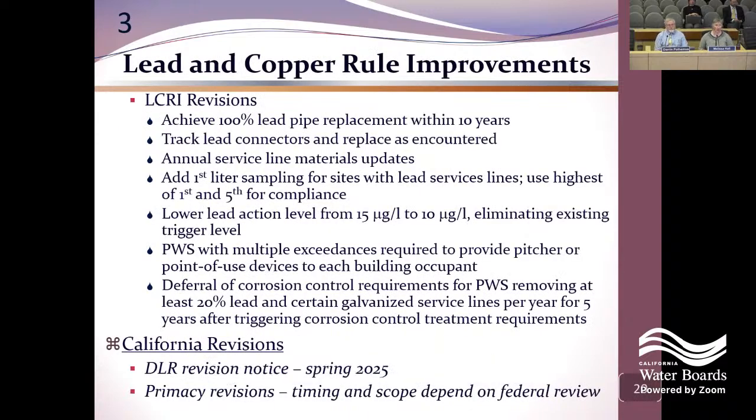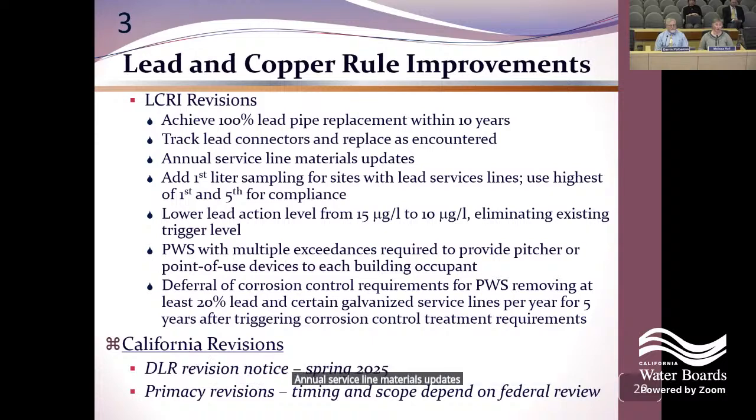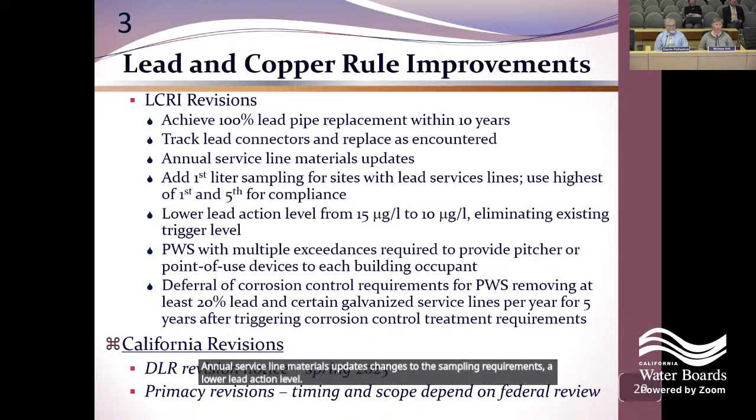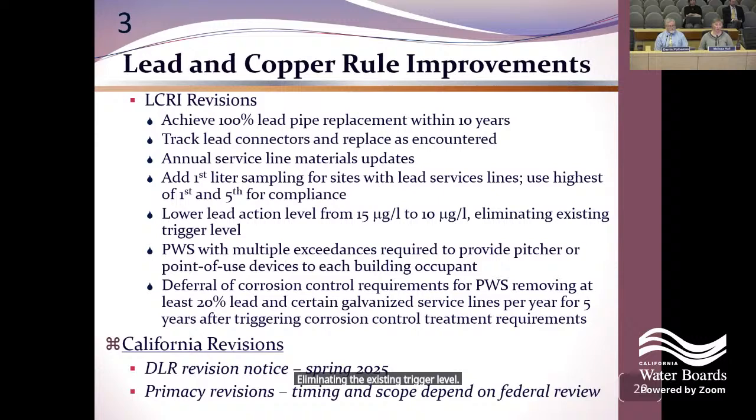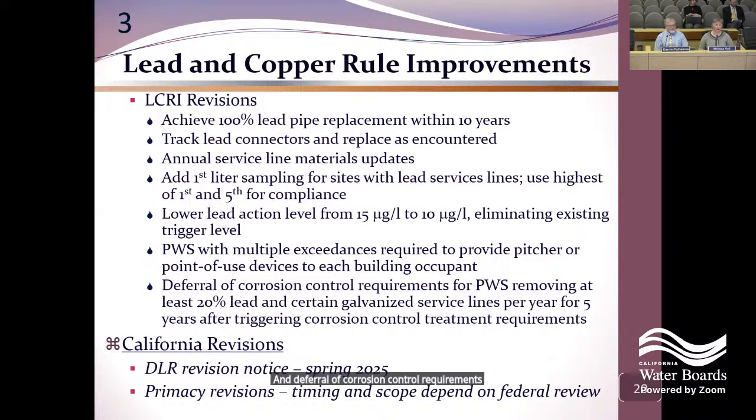Then for the lead and copper rule improvements, those revisions included achieving 100% lead pipe replacement within 10 years, tracking lead connectors and replacing those as they're encountered, annual service line materials updates, changes to the sampling requirements, a lower lead action level, eliminating the existing trigger level, requirements to provide pitcher or point of use devices to building occupants for systems with multiple exceedances, and deferral of corrosion control requirements for water systems removing at least 20% of the lead in certain galvanized service lines per year for 5 years after triggering corrosion control treatment requirements.